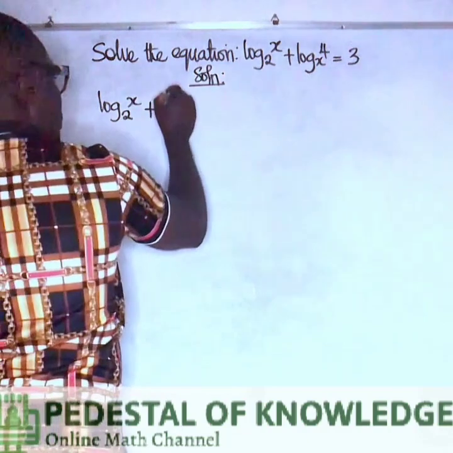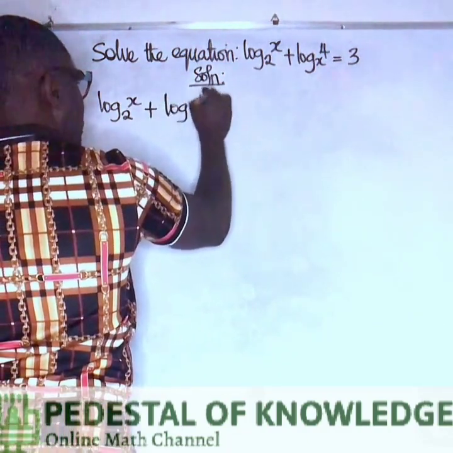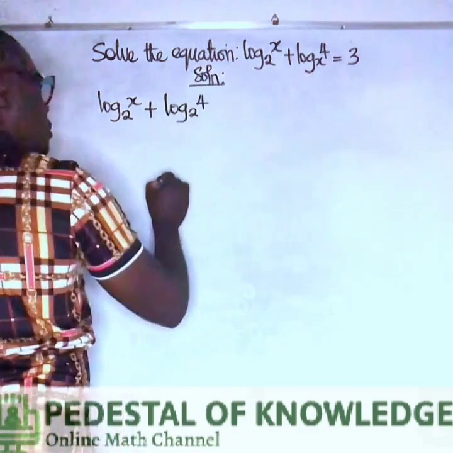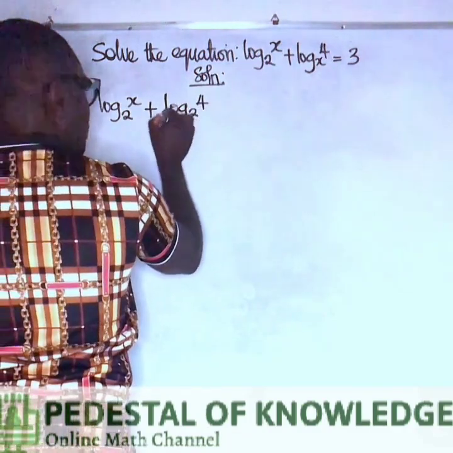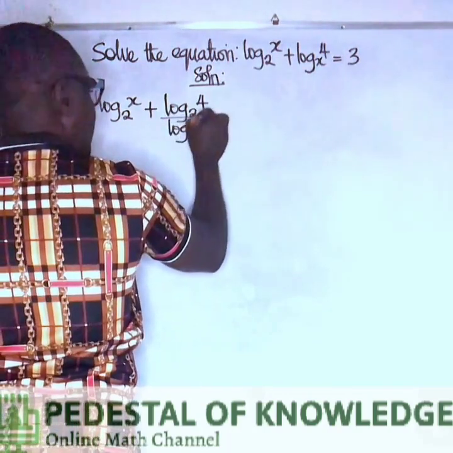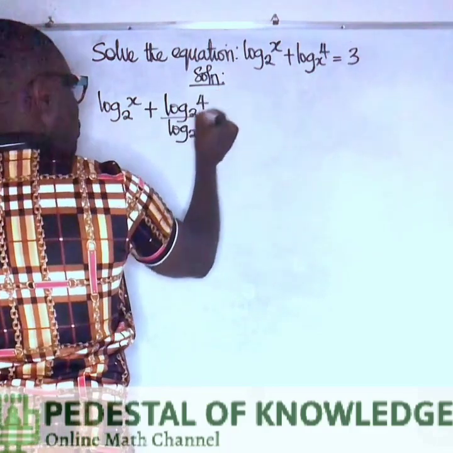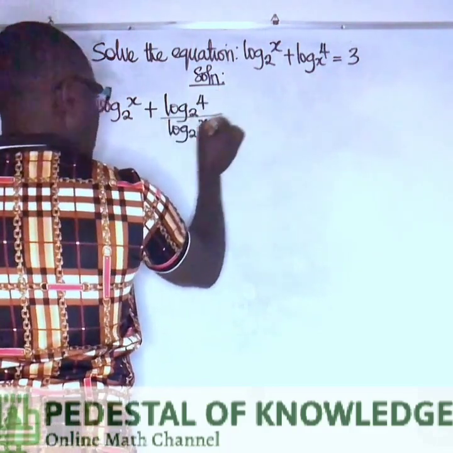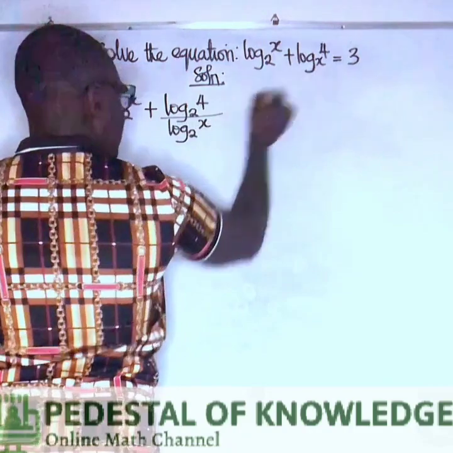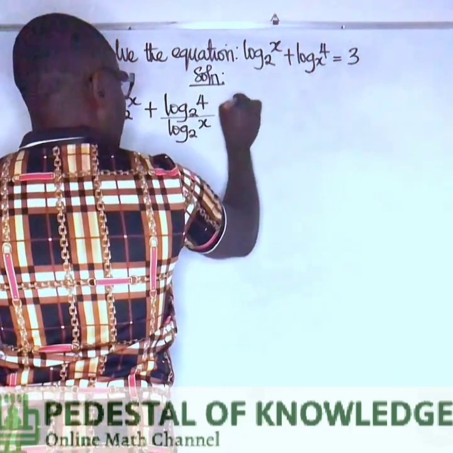So we're going to have log 4 base 2, we want to change to base 2, divided by log x base 2. The logarithm of the number to the new base must be divided by the logarithm of the former base, which is x, to the new base. That is the rule of engagement, and which is equal to 3.